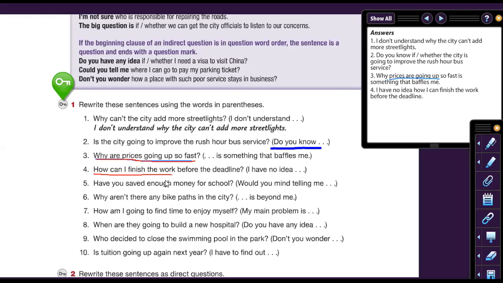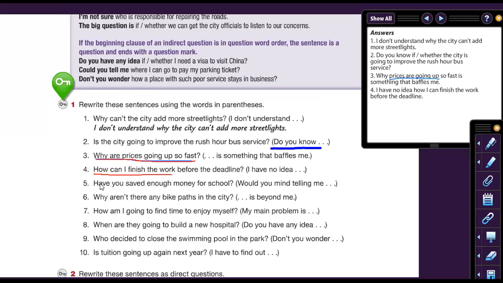This is if you ask, how can I finish the work before the deadline? So you are expected to answer, well, you have to do the work instead of playing video games, no? And then I have no idea how I can finish the work before the deadline, no? So it changes, it looks like a running statement, no? Okay, now you have a better understanding.